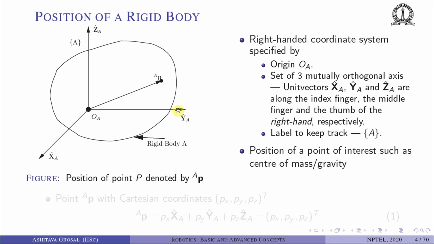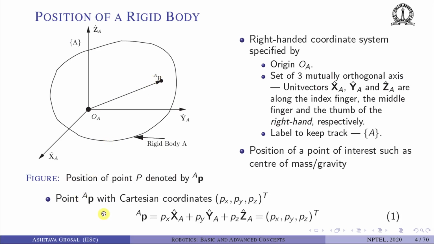This point P, which is shown in this figure, can be represented using a vector drawn from the origin OA to that point. And we are going to keep track of in which coordinate system this vector is shown by this leading superscript A. So this vector AP can be represented using 3 Cartesian coordinates, Px, Py, Pz. This is a column vector. Px, Py, Pz transpose means it's a column vector.